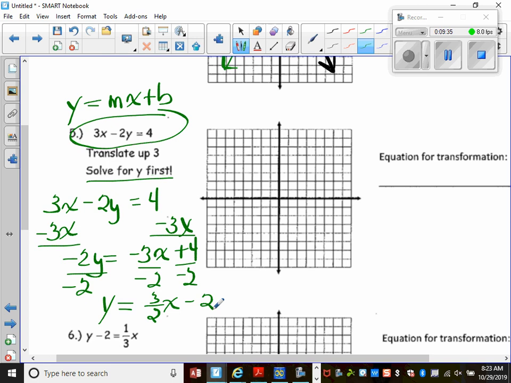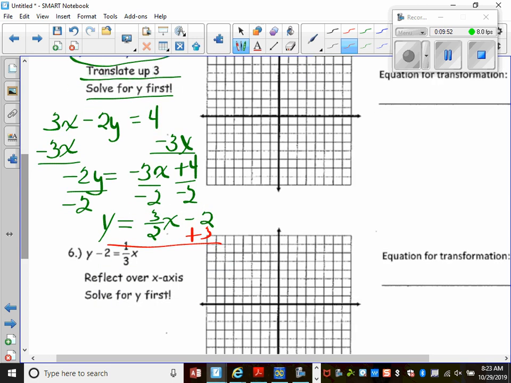So once you solve for y, and guys, if you have a problem like this, you have to show me how you isolate the y. Once you isolate y, it says translate this up 3, which means you're going to be adding 3 to the y-intercept. So that'll give us y equals 3/2 x plus 1. So that will go over here.